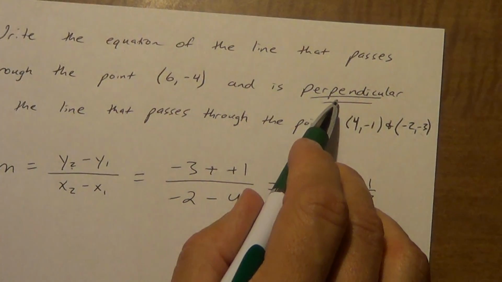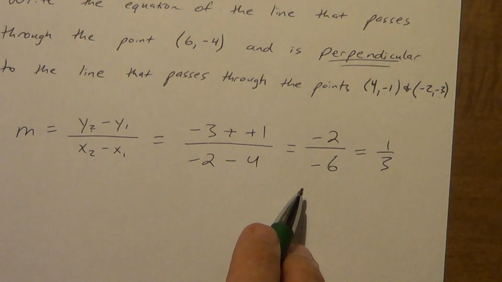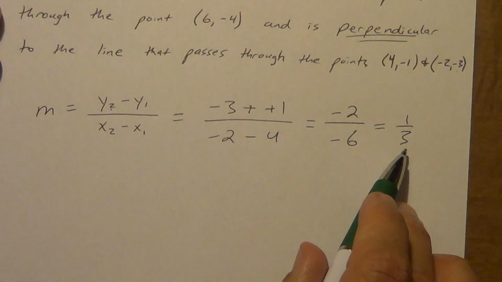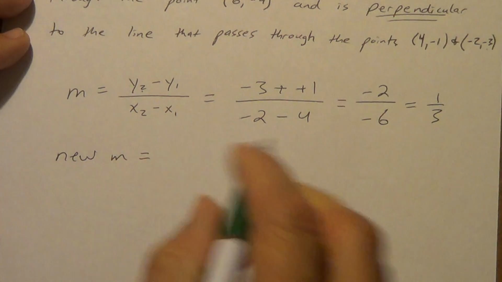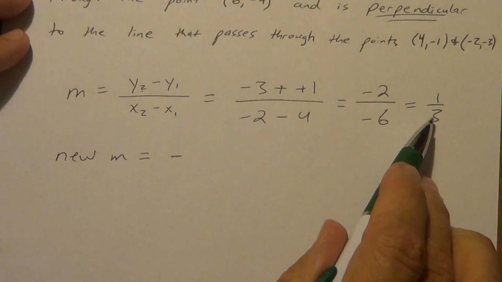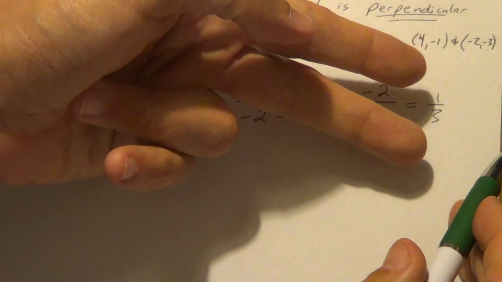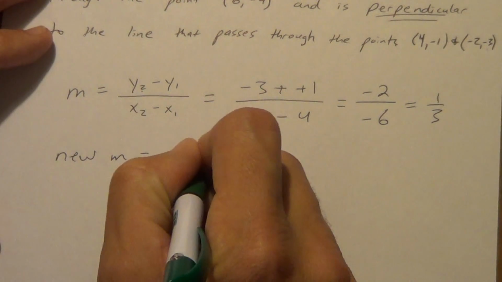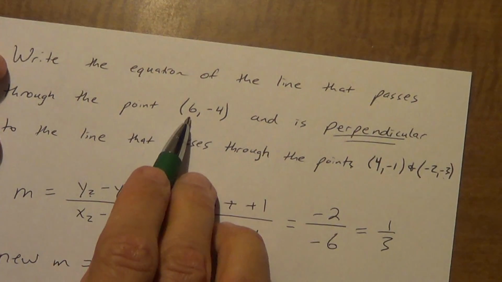But it's perpendicular. What do we know about perpendicular lines? Their slopes are opposite reciprocals. So this is not the slope I'm going to use. I have to use a new m. I need to do opposites. So that's a positive, so my new m is going to be a negative. What's the reciprocal of 1/3? Well, I've got to take that fraction and flip it upside down. So it's going to be 3 over 1. I don't really need to write the over 1 part, so just negative 3. That's my new m.